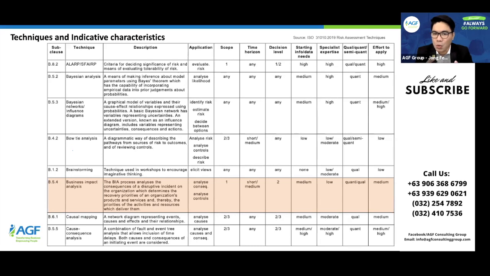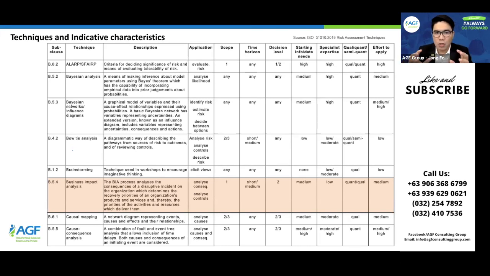Look at that. I think there's a cue there that says a process that analyzes the consequences of a disruptive incident in the organization. So if you're looking at risk organization-wide, you use this business impact analysis. So the scope is of course number one. Are you following this? So enterprise, thank you for that input there, Ma'am Gemma from St. Therese. Yes, this is enterprise-wide. All right, so you understand that.